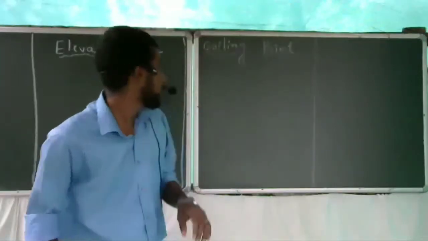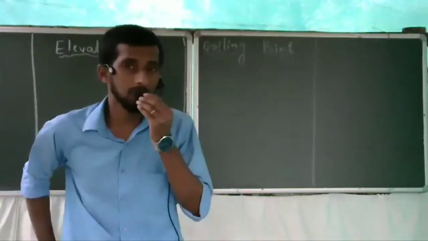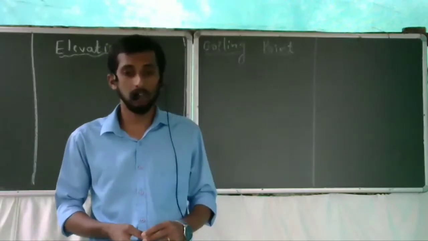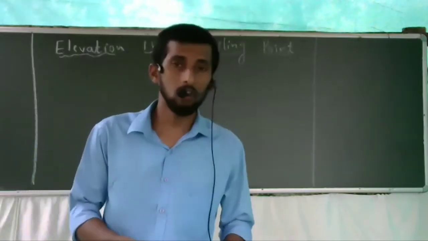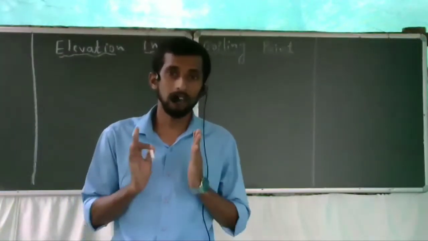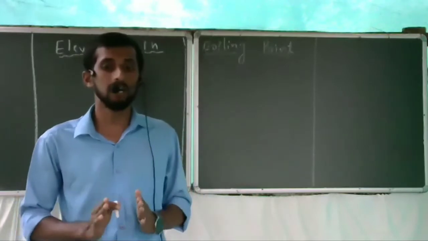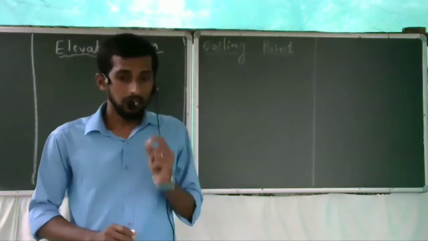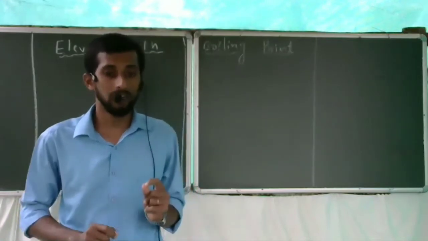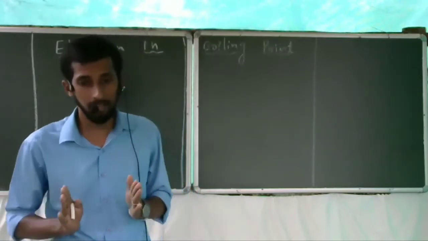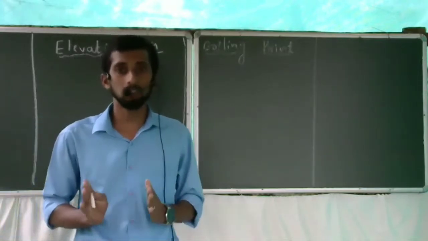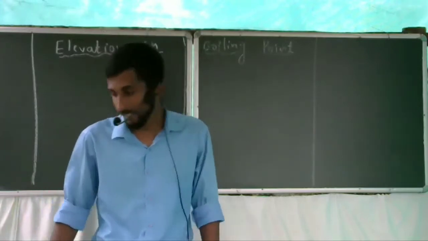Last class we discussed relative lowering of vapor pressure, and a mathematical expression to calculate the molar mass of a non-volatile solid using relative lowering of vapor pressure, right? There we already discussed one very important point: if you add a non-volatile solid to a volatile solvent, its vapor pressure decreases.